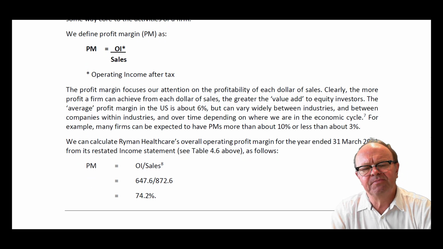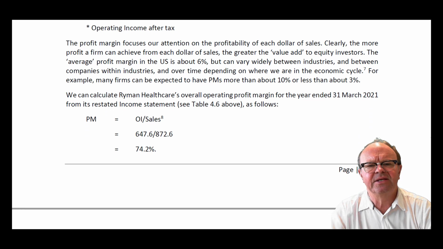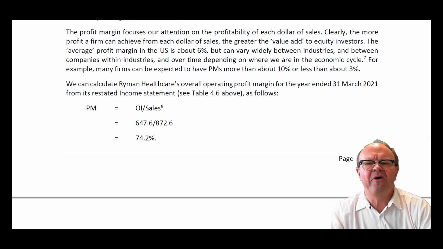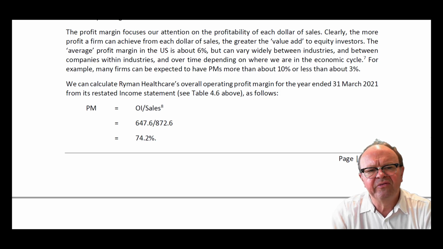We define profit margin, PM, as profit margin equals operating income after tax divided by sales. The profit margin focuses our attention on the profitability of each dollar of sales. Clearly, the more profit a firm can achieve from each dollar of sales, the greater the value add to equity investors.